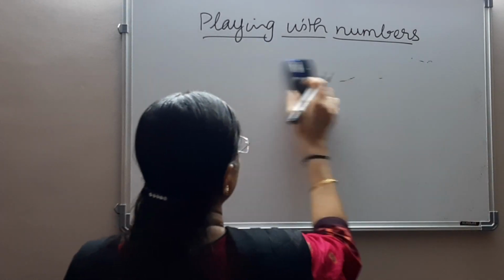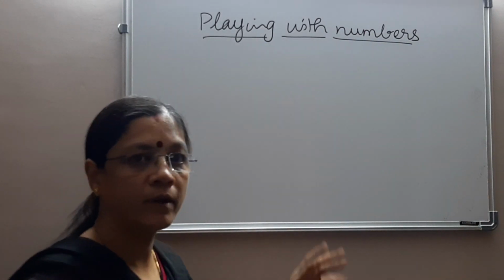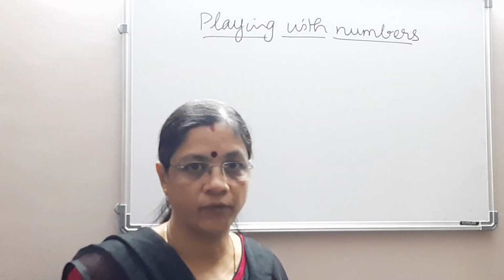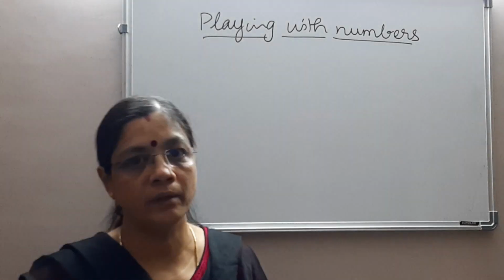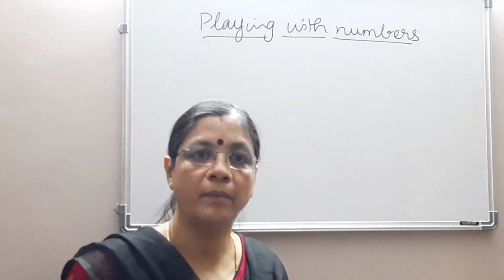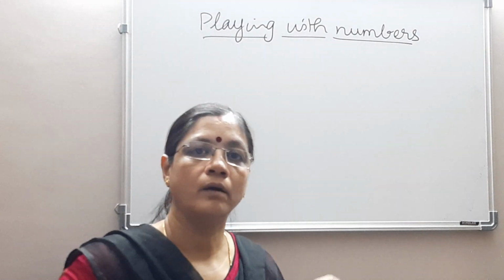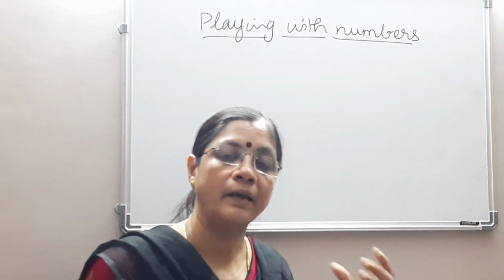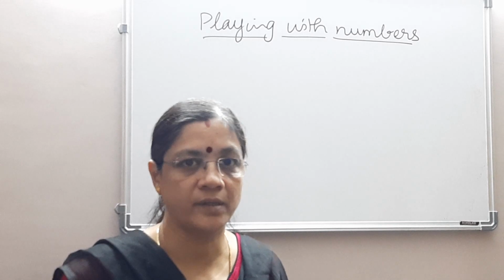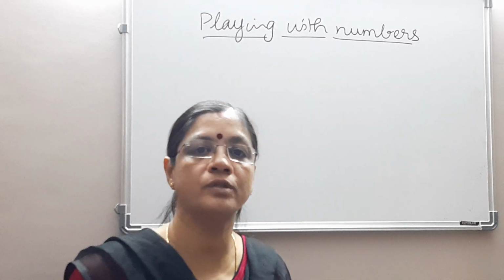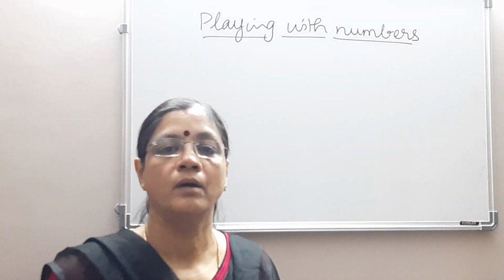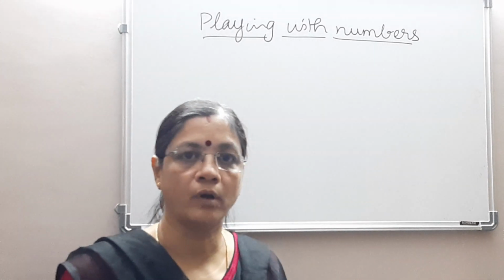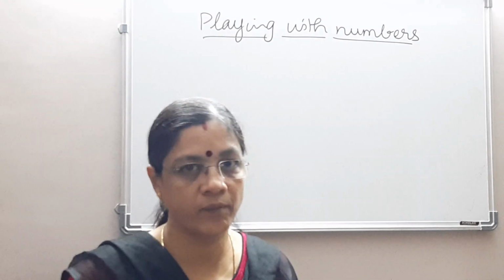Now I have said that we can find the common factor by listing out the factors. This is one method, listing out factors and finding the common factor. The other method is prime factorization. But before that we need to study more about numbers. We need to study the types of numbers so that we will know what prime numbers are. Then we'll move on to prime factorization.